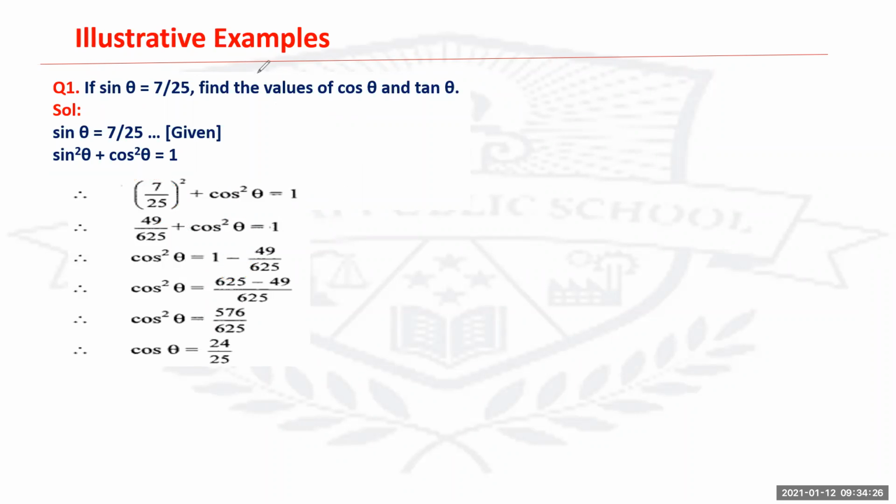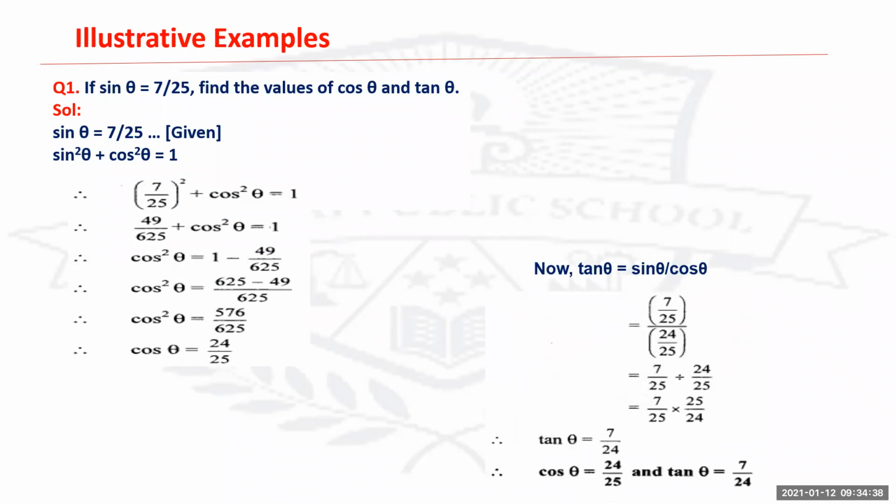Understand? You can apply the trigonometric identity to get the value of cos theta. Now once you get the value of cos theta, your tan theta is sin theta upon cos theta. So you substitute the values. You know the value of sin theta, you know the value of cos theta. So 7 upon 25 upon 24 upon 25. So division: 7 upon 25 divided by 24 upon 25.